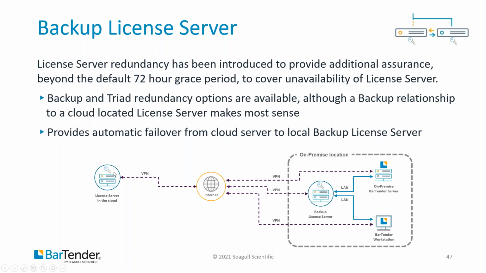Now, there's a connection, as you see, between the two license servers because they can communicate with each other and update each other on their current licensing state. But if connection to the internet goes down, then that backup license server takes over and provides printer licensing to the on-premise server and the on-premise workstations.